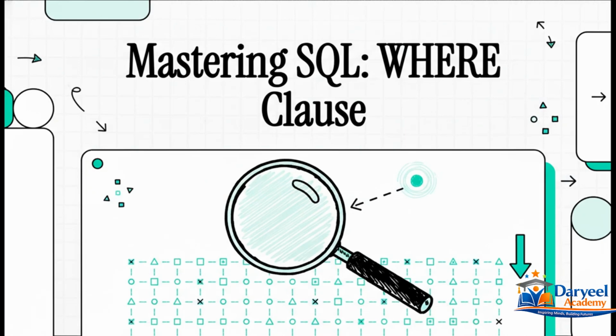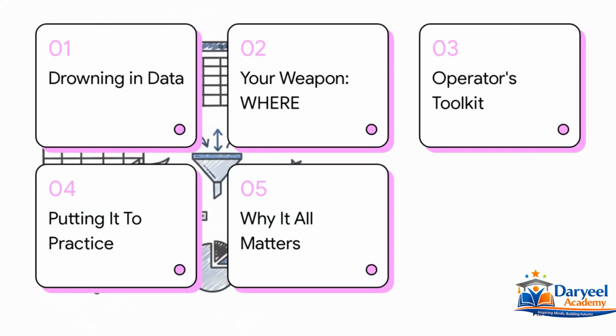Ever felt like you're just drowning in data? Well, you're about to meet your new best friend. We're going to break down the single most powerful command for filtering in SQL, the WHERE clause. Seriously, this is the tool that lets you find that one specific needle in a gigantic haystack of data. So let's dive in.